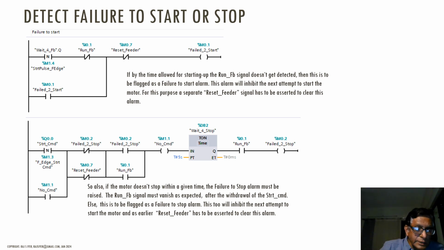And until the time this is reset, the fail to stop flag will continue to stay up. Again, this is just by De Morgan's theorem, these two sets of parallel contacts. That is, when you have the flag fail to stop, it can be cleared only by that reset feeder command from SCADA. And when there is no failure to run, this run command can be unlatched by the run feedback, the absence of the run feedback itself.